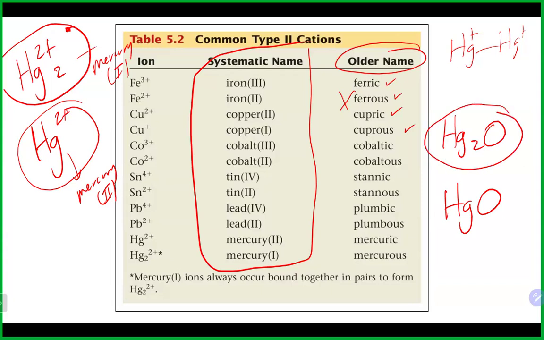This one up here is mercury 1, right? That 2 is on the bottom. And this is actually mercury 2. There's no 2 on the bottom here. That top one would be mercury 1 oxide. The one on the bottom would be mercury 2, Roman numeral 2, oxide.